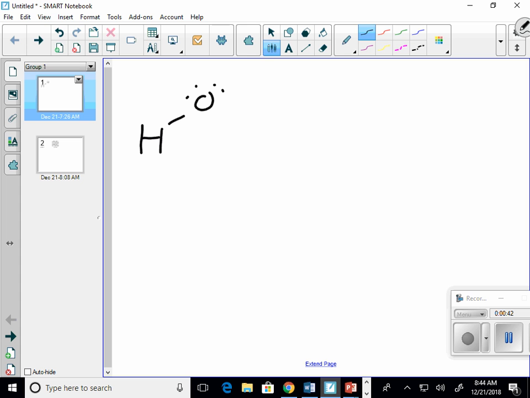Remember, we draw water bent, not linear. This gives us a partial negative end on the oxygen end, and the hydrogen ends are the partial positive. Two reasons why the oxygen is the partial negative. Oxygen is more electronegative than hydrogen, so it's an unequal sharing of electrons between the hydrogen and the oxygen. But also those lone pairs of electrons on that central atom create a region of high electron density.